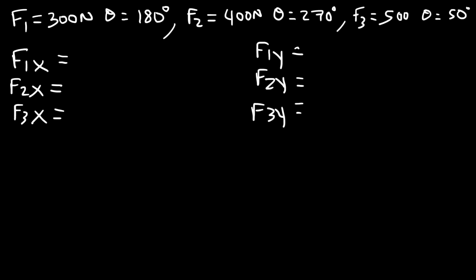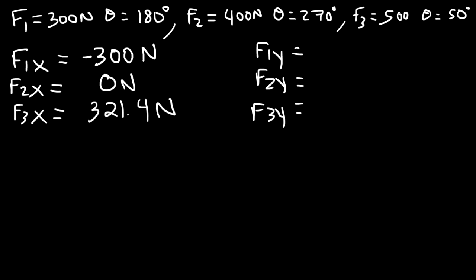Let's start with F1x. That's 300 times cosine 180. Cosine 180 is -1. So this is going to be negative 300 newtons. Now F2x, that's 400 cosine 270. Cosine 270 is 0, so the whole thing is 0. F3x, that's going to be 500 times cosine of 50. And I got 321.39, which I'm going to say is 321.4.